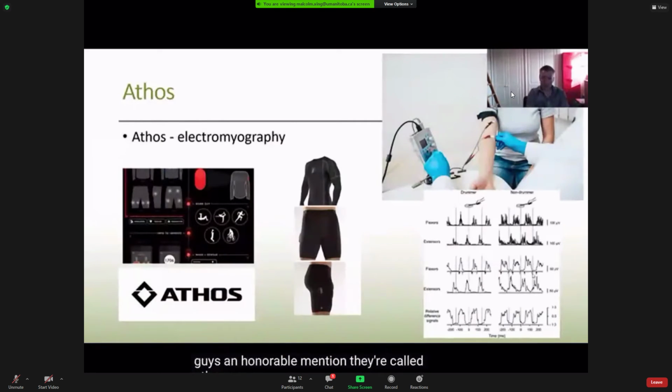They're called Athos. There's a technique out there called electromyography, which has been around for decades, where you effectively measure the electrical signals from muscles as the muscles are working. And Athos have basically taken that kind of technology and just implemented it into wearable clothing, which is obviously by definition wearable. So I think Athos are making a really good job of this.